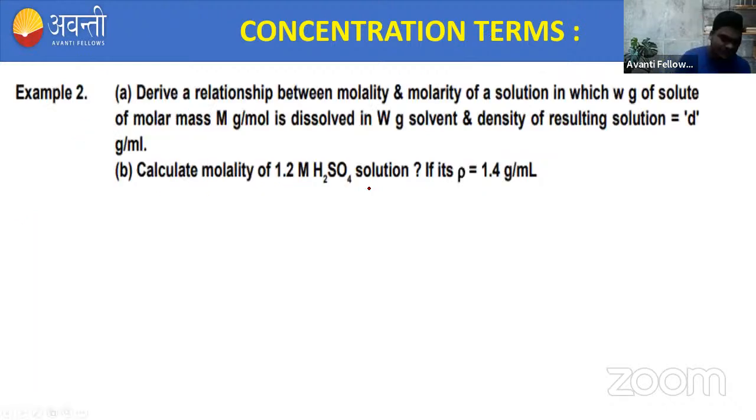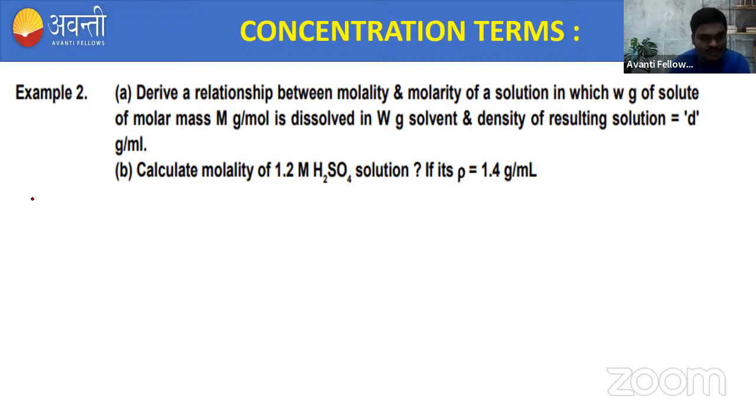So the next one is: derive the relationship between molality and molarity of the solution, in which W gram of solute of molar mass M gram per mole is dissolved in W gram of solvent, and the density of the resulting solution is equal to d. So you have to derive the relationship between the molality and molarity by using the concept of density. Let's see how you will derive the formula.